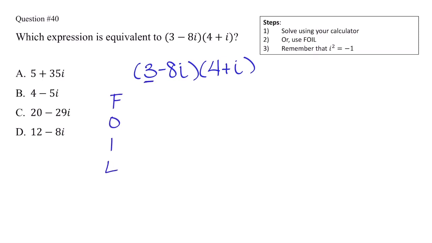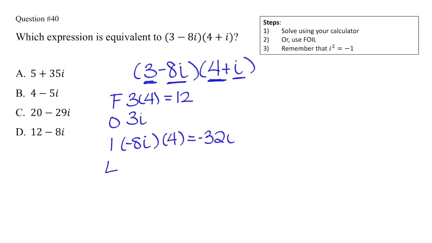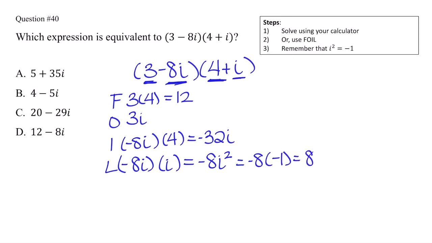Okay, so first times first is going to be 3 times 4, which is 12. Outside is going to be 3 times i, which is 3i. Inside is going to be -8i times 4. And so that is going to be -32i. And then last is going to be -8i times i, which is -8i squared. Okay, remember that i squared is -1, so you have -8 times -1, which is going to be +8.